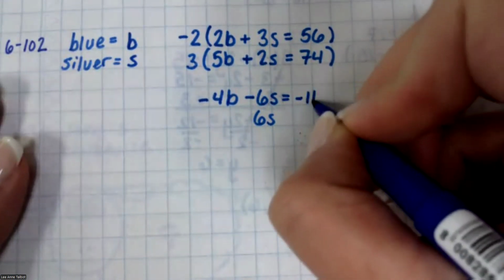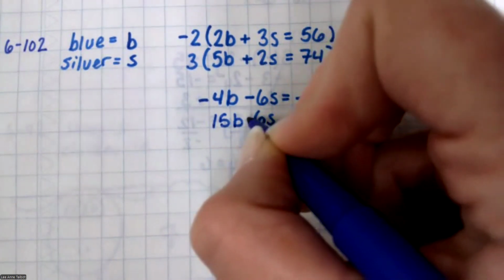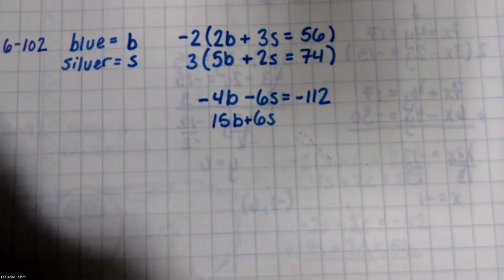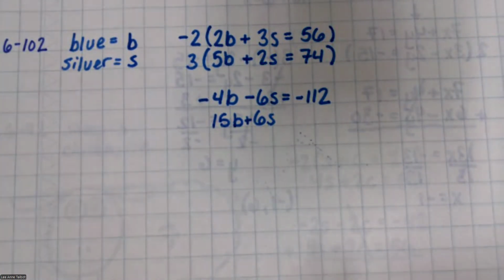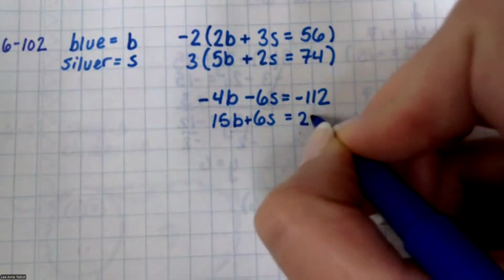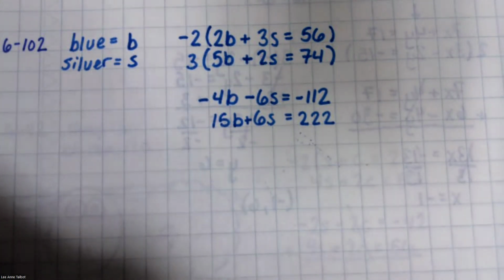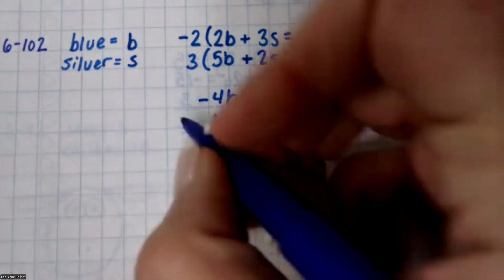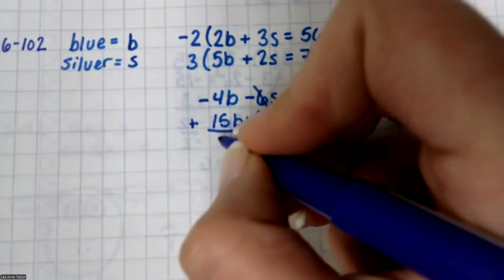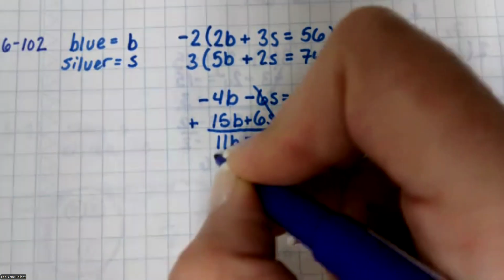-112. Where's my mental math specialist? I got 222. No? It's 3 times 74. Thank you.